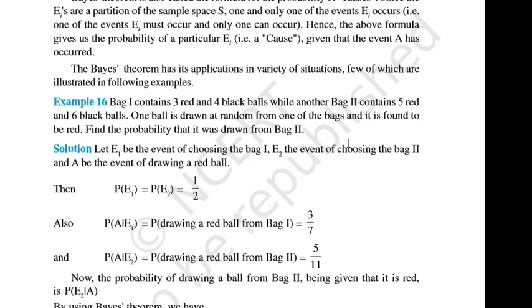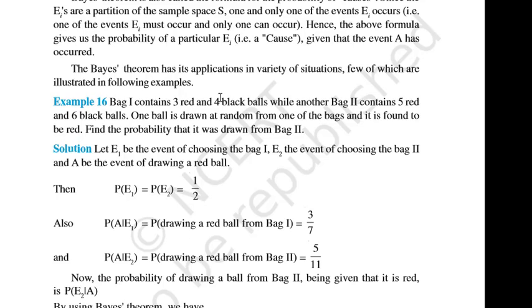First you have to understand what the partitions involved here are. Let E1 and E2 be the events of choosing bag 1 and choosing bag 2. They are a partition of the sample space, as you can choose any one of the bags. The possibility of E1 and E2 is half each, choosing any bag is 50%. Now, when you choose bag 1, the possibility of getting a red ball, that is P(A given E1), is 3 by 7. In the same way, the possibility of getting a red ball from bag 2 is 5 by 11, as there are 5 plus 6, 11 balls in total and 5 red balls in bag 2.